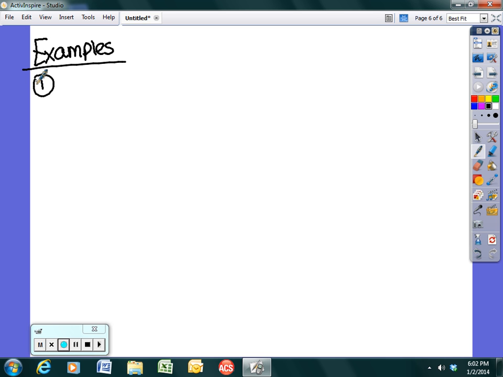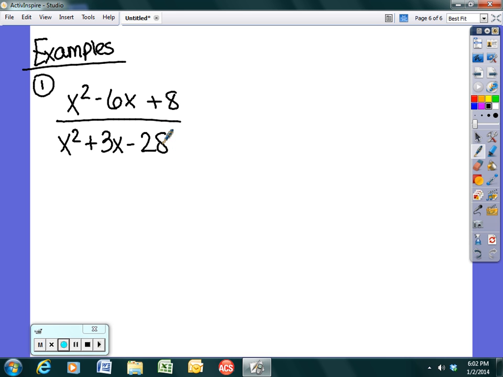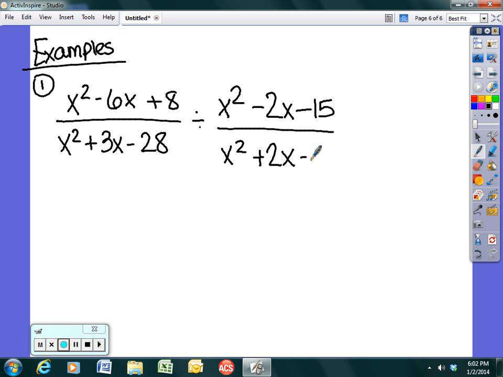Example 1, x squared minus 6x plus 8 over x squared plus 3x minus 28 divided by x squared minus 2x minus 15 over x squared plus 2x minus 35. Step 1 is to go ahead and factor each trinomial into a binomial pair. So we're going to factor. Go ahead and pause the video and factor on your own.